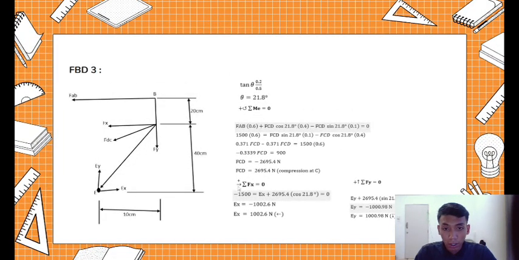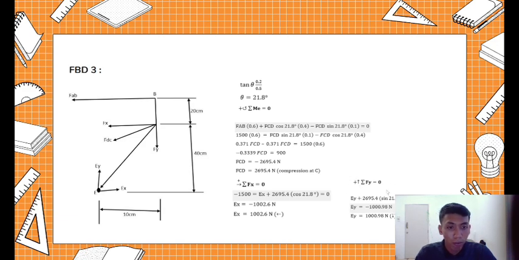Okay, this is the equation of Fx. The force X, considering the right direction as positive, equal to 0. Negative 1500 equal to Ex plus 2695.4 times cos 21.8 degree equal to 0. The answer of Ex is equal to negative 1002.6 Newton, equal to 1002.6 Newton to the left direction. So it becomes positive because we consider the direction to be to the left.